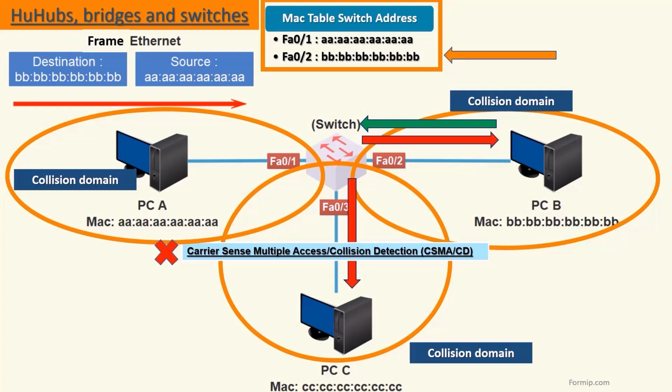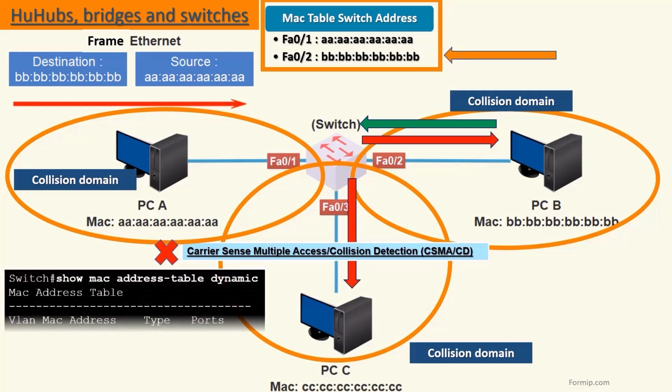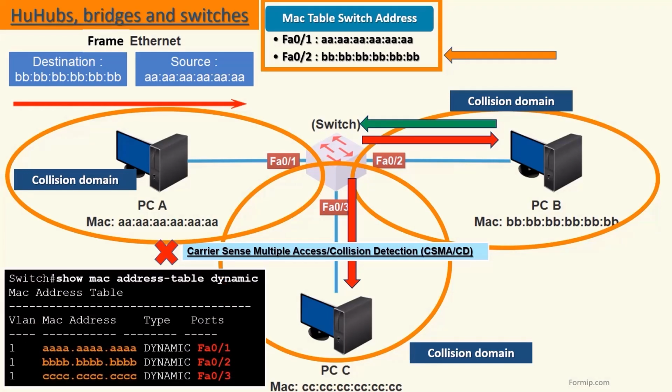Let's see what the MAC address table of a switch really looks like. If we connect to the switch and launch the show mac address-table dynamic command, we will see all of the MAC addresses that the switch has learned. Here we see that it has learned the MAC addresses of PCA, B, and C. By default, there is no limit to the number of MAC addresses learned, and so all MAC addresses are allowed. For security, it is possible to change this behavior with the port security function.